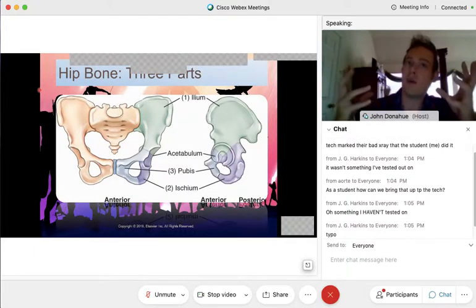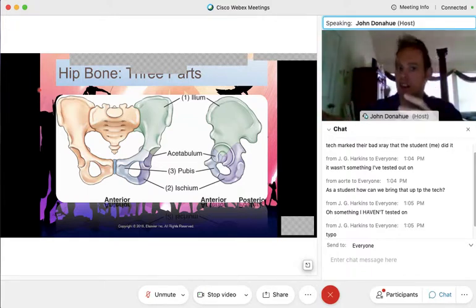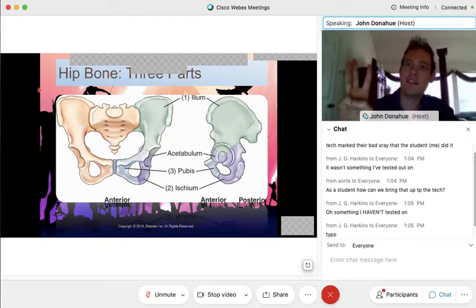Okay, so we're going to break down the parts of the hip bones. We're not going to talk about the sacrum and coccyx more specifically until next semester, but the hip bones themselves break down into three separate sections. Now that's on each side, by the way. We're only looking at the left side here. On the right side, it's the same exact thing.